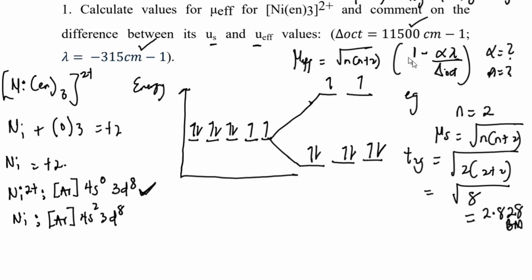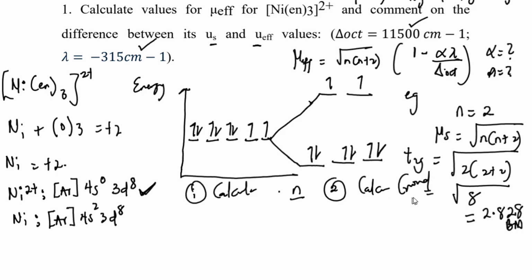Now we need to also get this spin orbit coupling so that we can get the total value. So basically we need to find the ground term. So first thing you need to do, calculate the number of unpaired electrons, which we've done. The next thing is to calculate the ground term. Calculate ground term. So let's see the ground term.